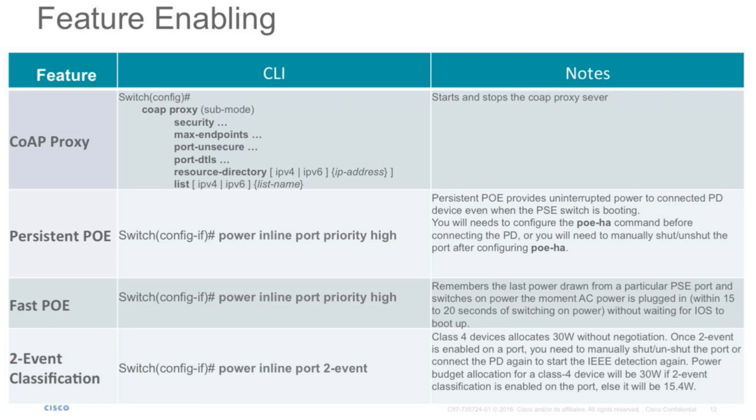Some of the features that we're proud to announce on these things are enabling the digital ceiling. One of them is 2-event classification. That means that your devices can come up quickly and get power immediately. They don't have to go through a full discovery protocol and a full negotiation.